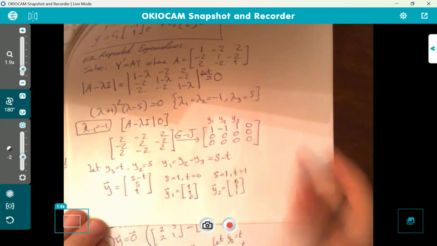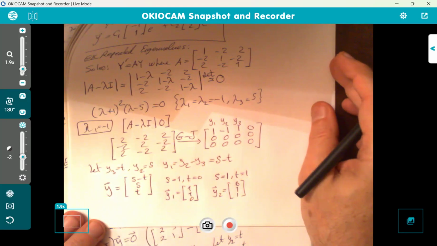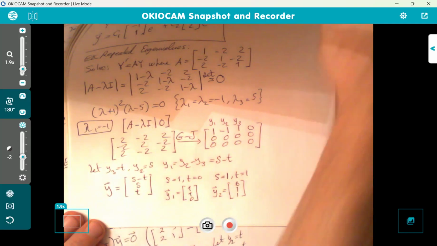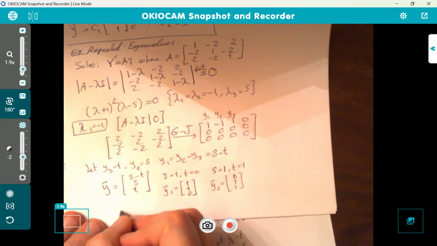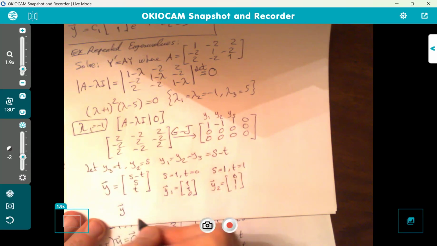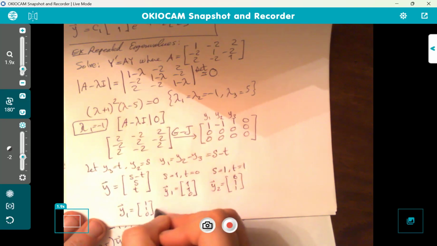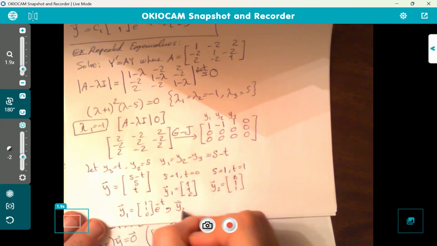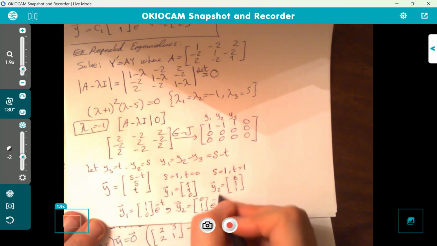So neither of these eigenvectors is going to be a constant multiple of the other, okay? So in other words, we have found linearly independent solutions here. And let's do this one. We're going to say that one solution is 1, 1, 0, e to negative t. And the other one, y2, is going to be 0, 1, 1, e to negative t.